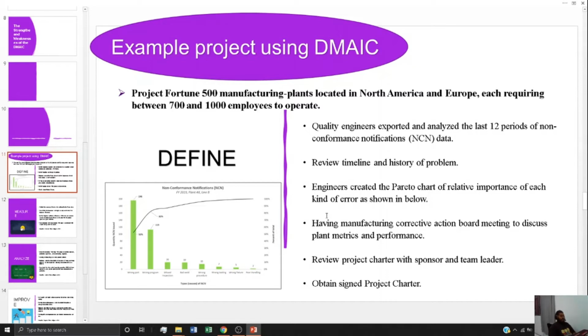Each month, the quality assurance team has a manufacturing corrective action board meeting to discuss plant metrics and performance. After the board meeting, they review the project charter responses, and the team leader obtains the signed project charter. Next, we see the measure phase.